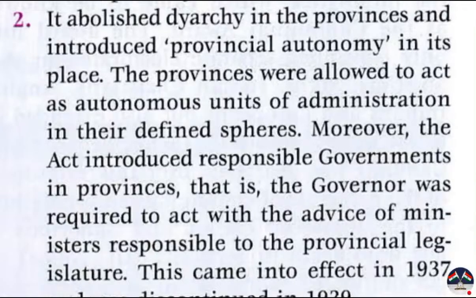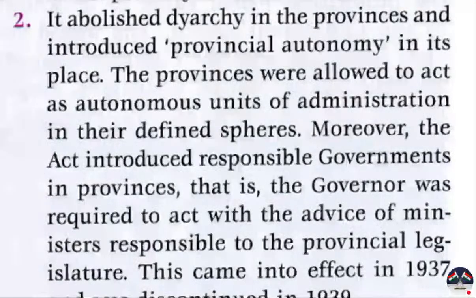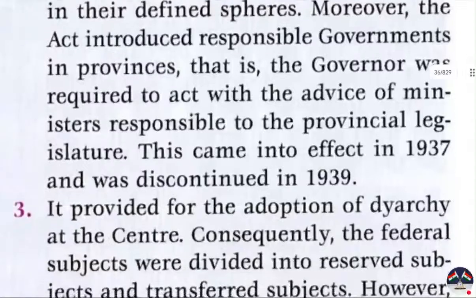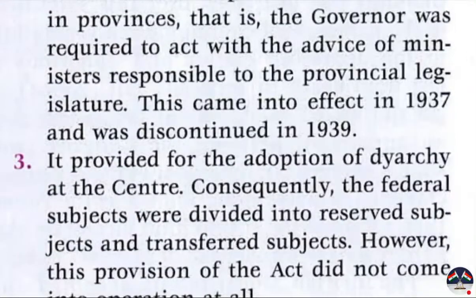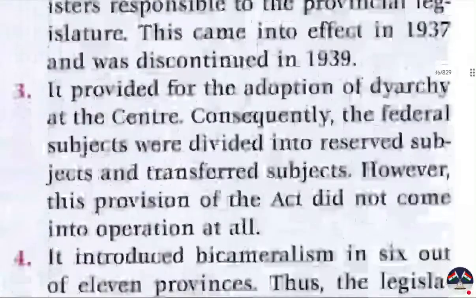Moreover, the Act introduced responsible governments in provinces. That is, the government was required to act with the advice of ministers responsible to the provincial legislature. This came into effect in 1937 and was discontinued in 1939.